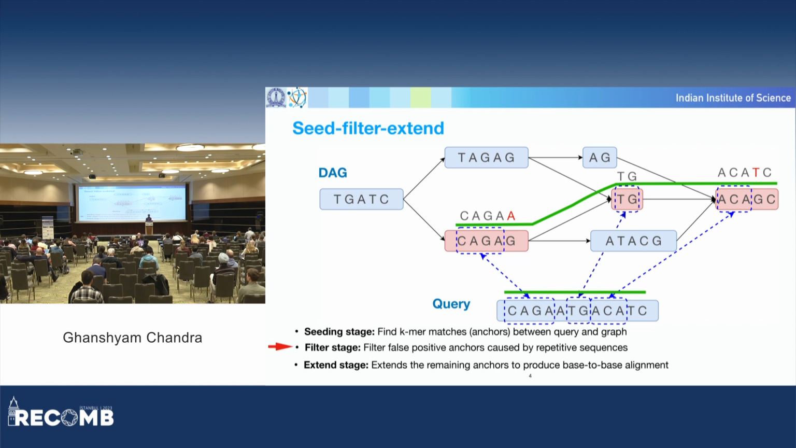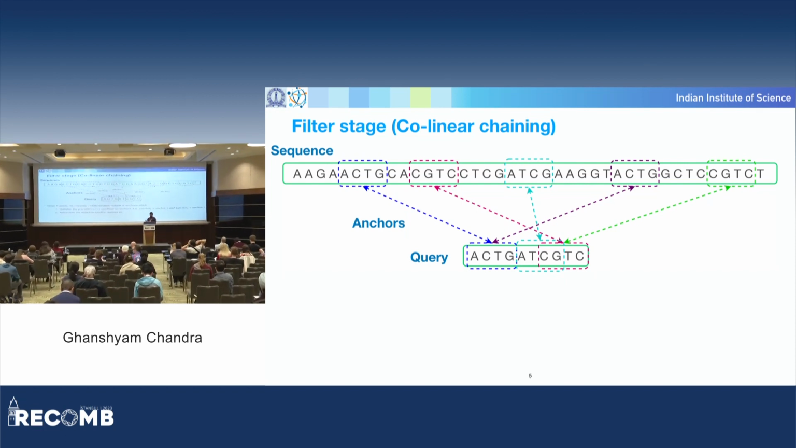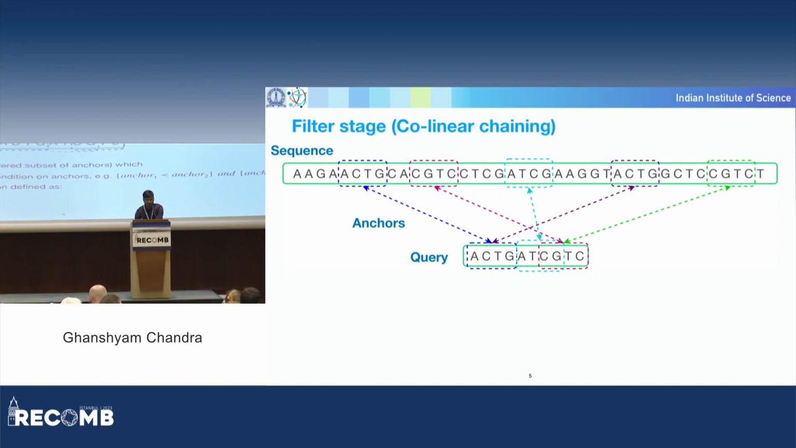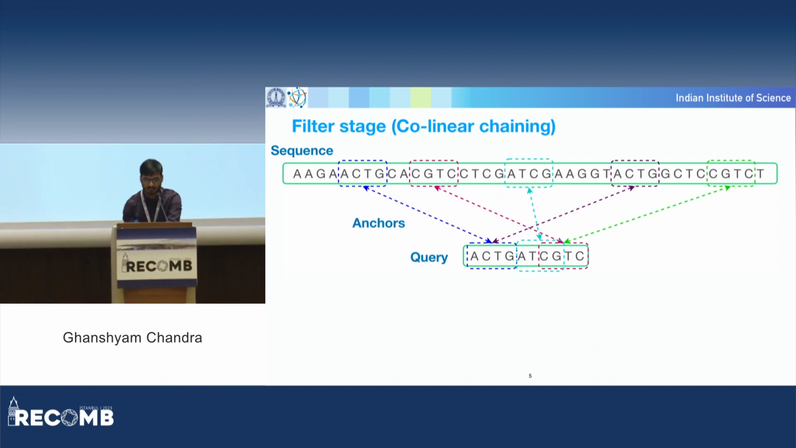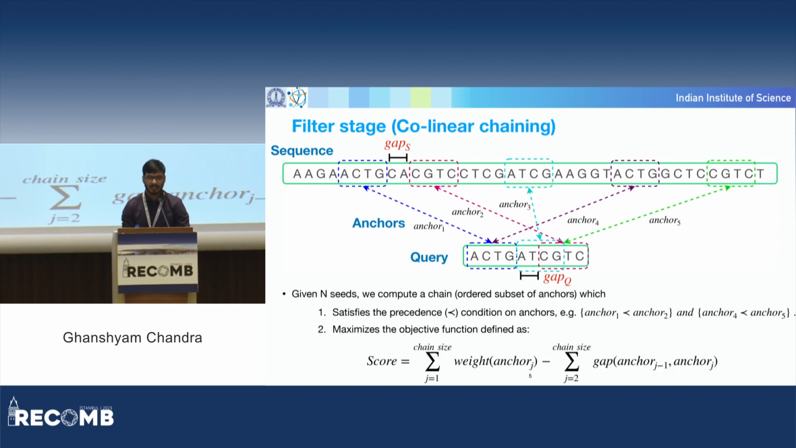Now, in our work, we'll be focusing on the filter stage. I'll start with a simpler case, collinear chaining between sequence and sequence. Formally, given n seeds as an input to the algorithm, we want to compute a chain, which is an ordered subset of anchors, which satisfies two conditions. First is a precedence on anchors. Here we say anchor 1 precedes anchor 2 if anchor 1 occurs before anchor 2 on both the sequence and the query. Based on this definition of precedence on anchors, we'll have multiple chains. We'll pick the one which maximizes the objective function defined as a score.